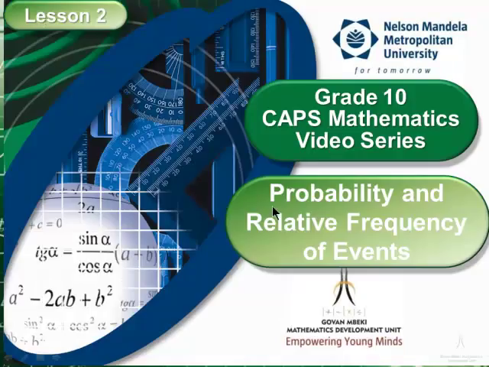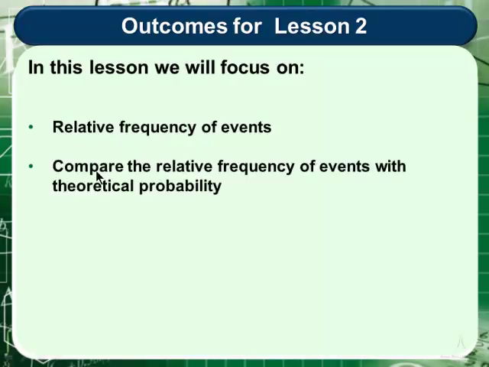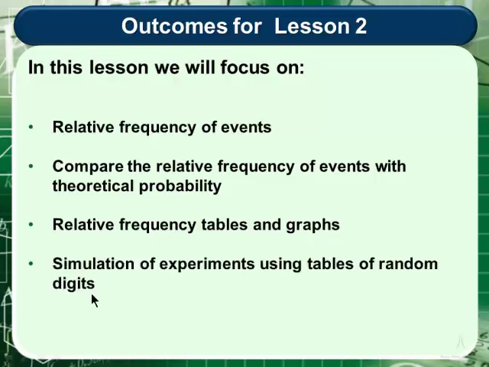In lesson 2, we focus on probability and relative frequency of events. Let us look at the outcomes for lesson 2. In this lesson, we will focus on relative frequency of events. We will compare the relative frequency of events with theoretical probability. We will focus on relative frequency tables and relative frequency graphs, and we will finally look at simulation of experiments using tables of random digits.